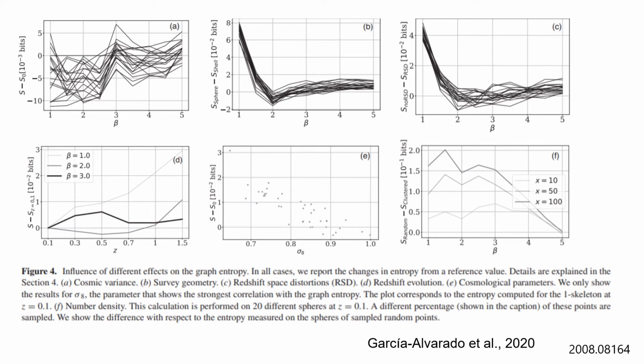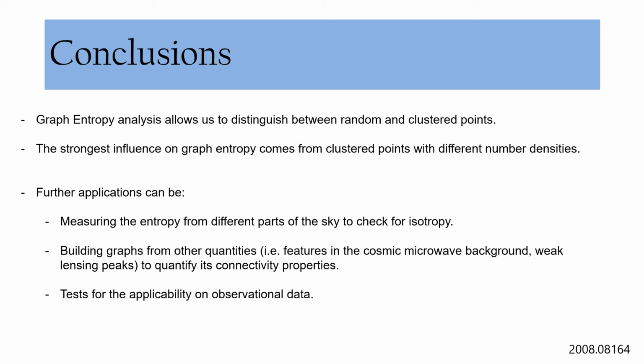We show the influence of different effects on the graph entropy. So from A to F, we show the influence of cosmic variance, orbit geometry, redshift space distortions, redshift evolution, cosmological parameters, and number densities. The most important feature in this slide is that the strongest influence is seen in the number densities.